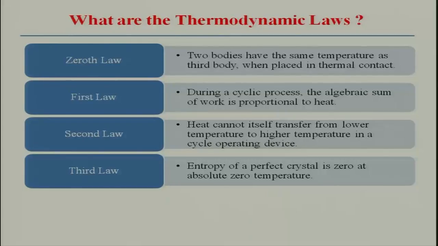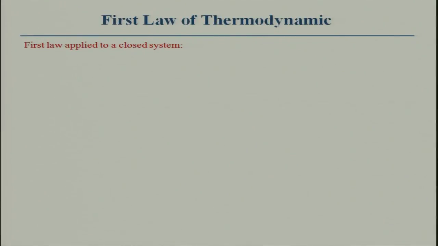So, what we will be doing in our combustion, we will be using the first law and second law of thermodynamics. Now, first law of thermodynamics applied to a closed system, we know delta Q minus delta W is equal to dE. What is this dE? It is the change in total energy, which is nothing but change in internal energy plus change in kinetic energy plus change in potential energy.